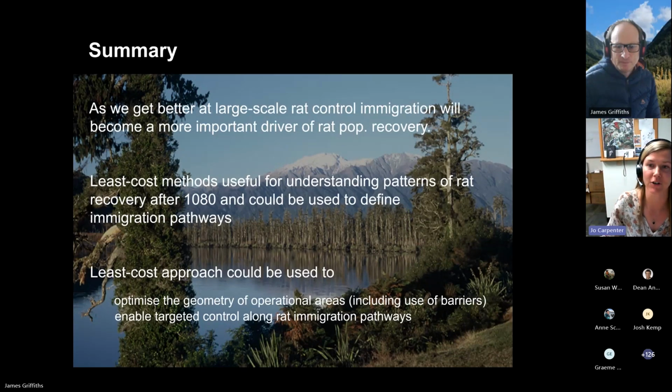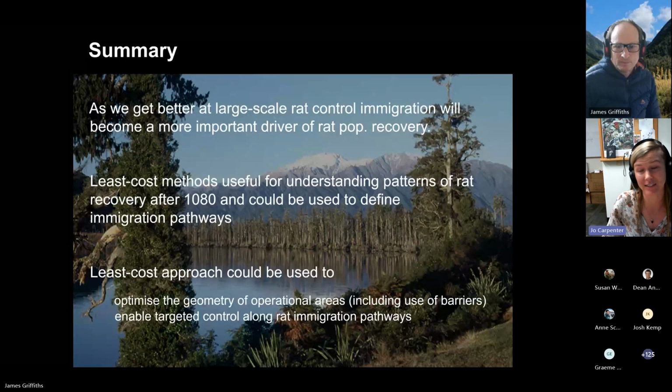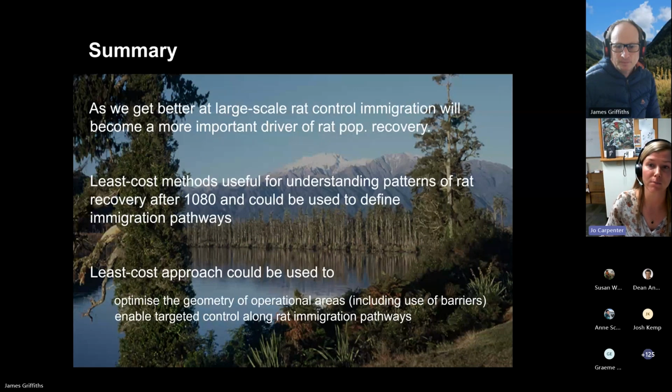So Doug Armstrong has asked, he said, very cool use of least cost pathway modelling. Is there any worry that the multiple least cost models lead to overfitting? And are you planning to use best model or multi-model inference using AIC weights?